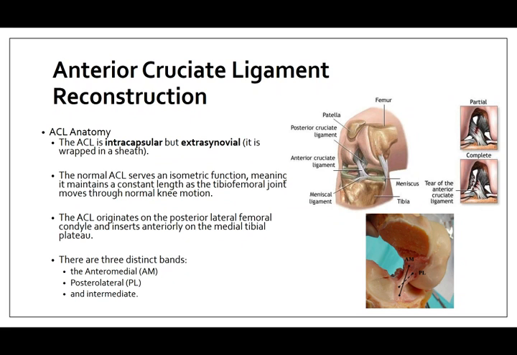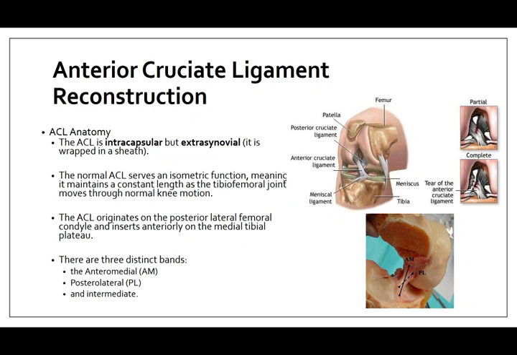The normal ACL serves an isometric function, meaning it maintains a constant length as the tibiofemoral joint moves through normal knee motion. The ACL originates on the posterior lateral femoral condyle and it inserts anteriorly on the medial tibial plateau. So it goes from top to bottom and it goes from back to front.